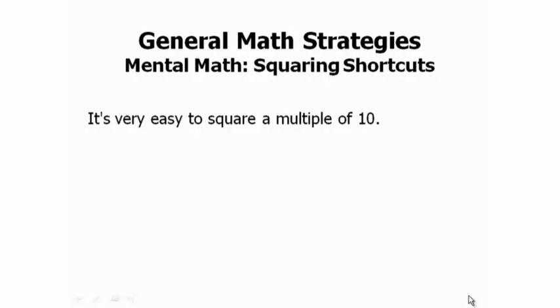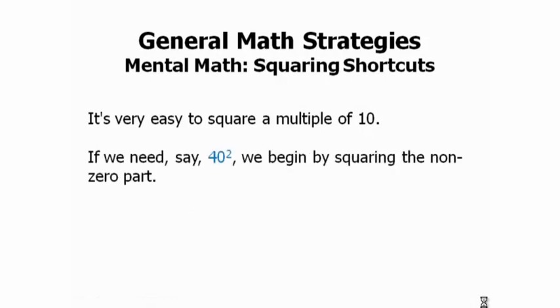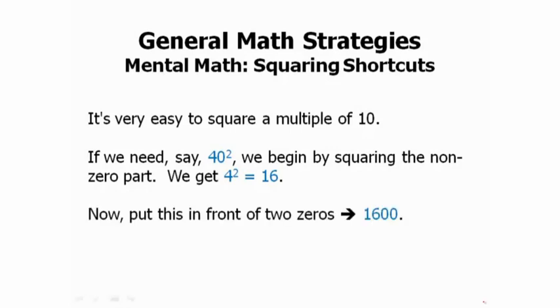Now we'll talk about some shortcuts you can use when you have to square numbers. First of all, it's very easy to square a multiple of 10. If we need, for example, 40 squared, we begin by squaring the non-zero part. Of course, 4 squared is 16. Now put this in front of two zeros. 1600. That's it. That's how you square a number divisible by 10. 40 squared is 1600.